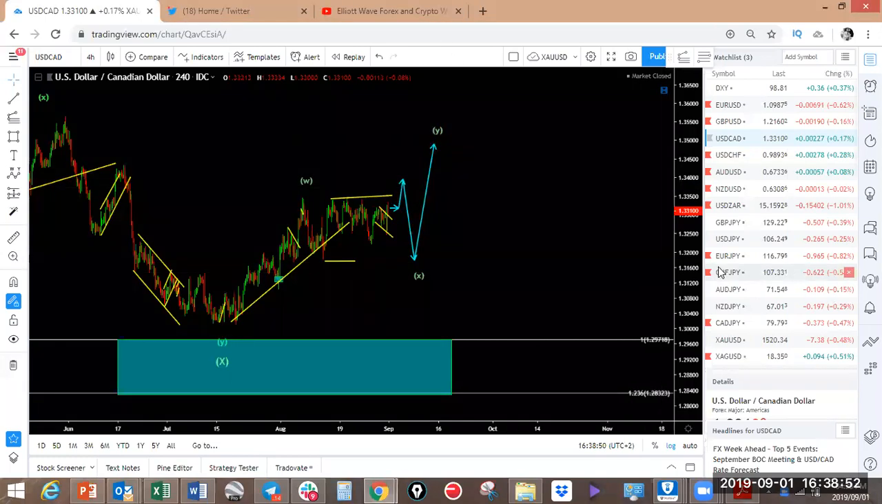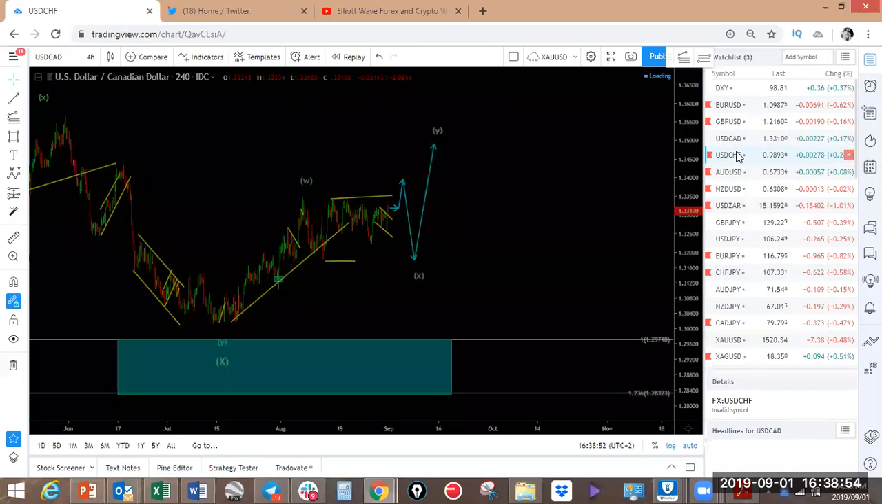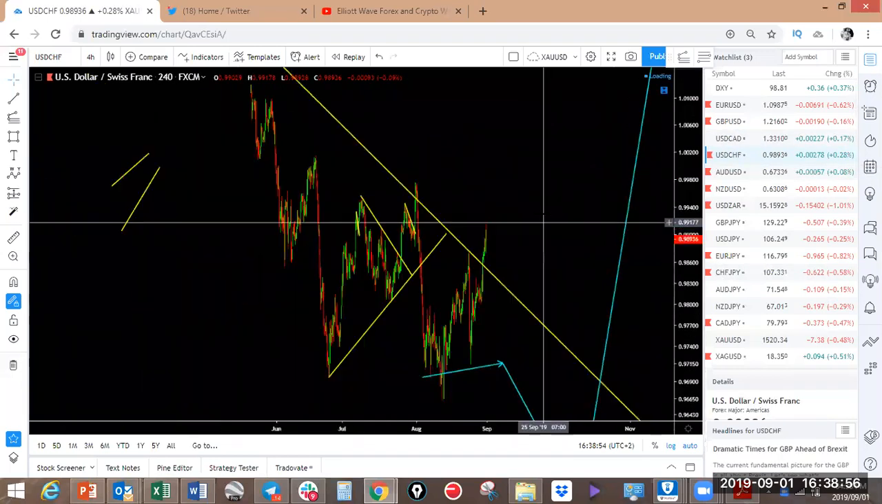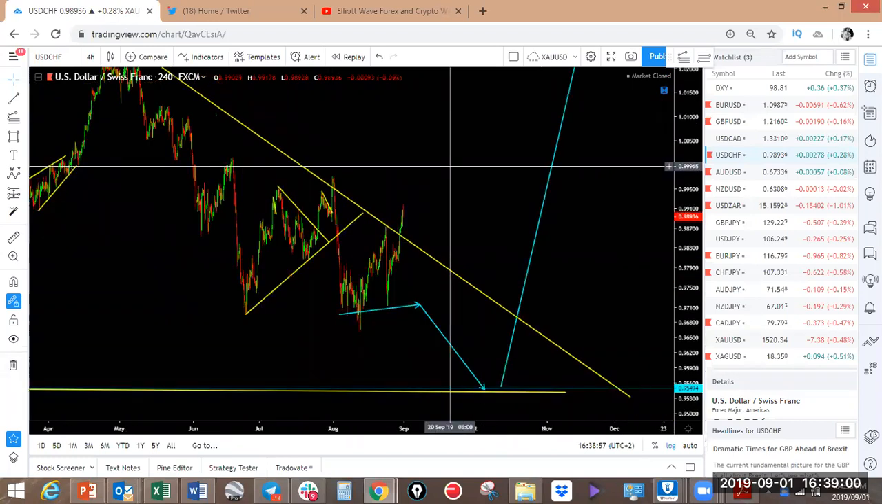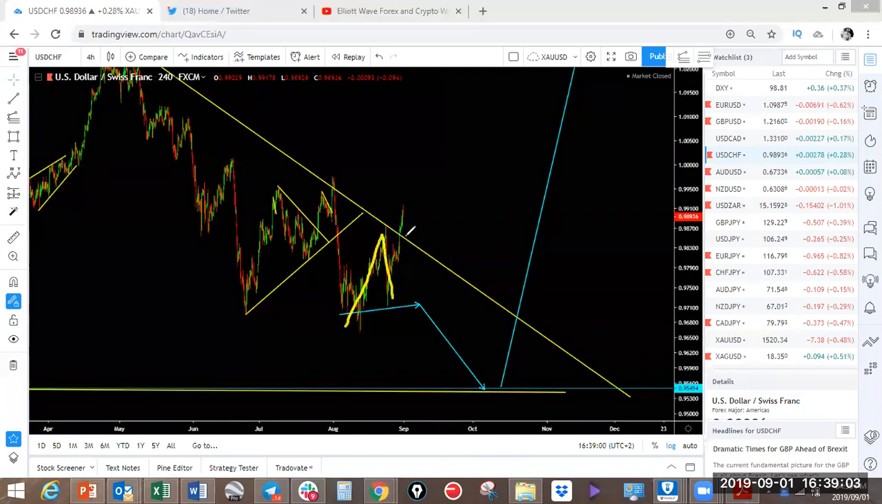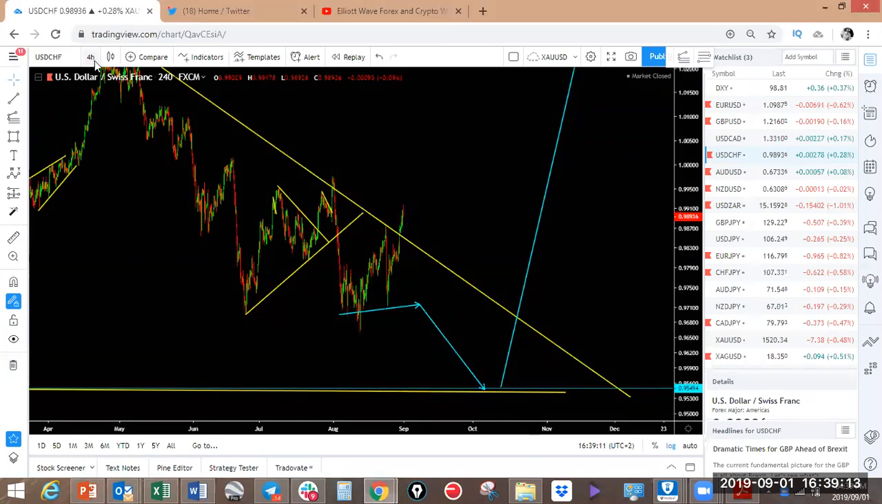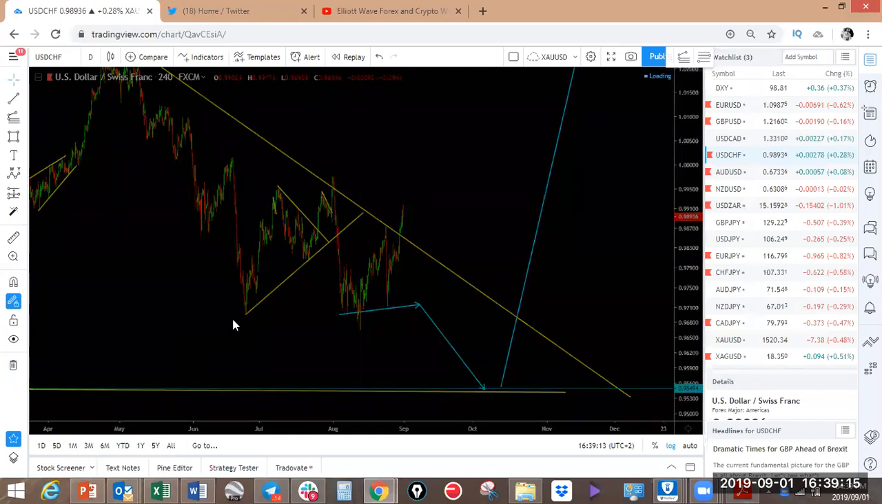Okay, so that is US dollar CAD. US dollar CHF is just doing the opposite of what the euro is doing. So this is a 3-wave move here. We expected the euro to push a little bit lower. When it does that, this will be a 3-wave move, and this one should be pushing lower now. The higher degree structure for US dollar CHF is for this to push even lower.